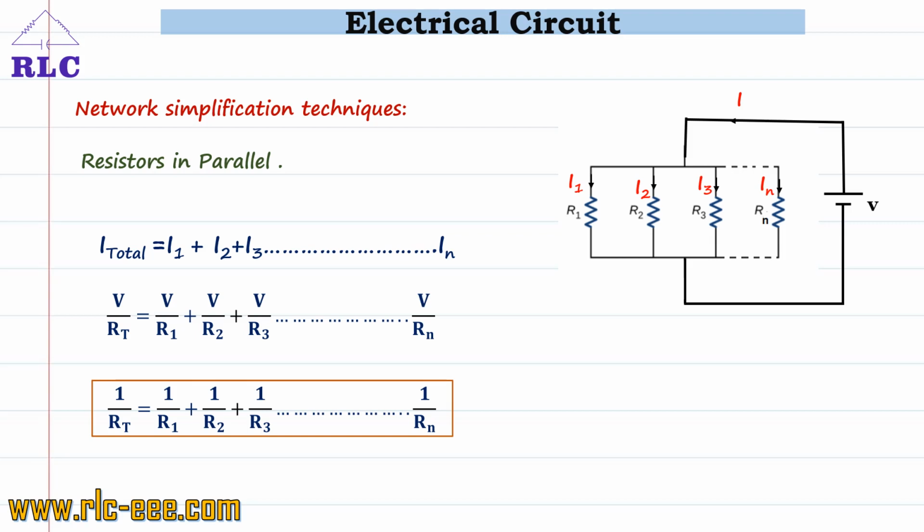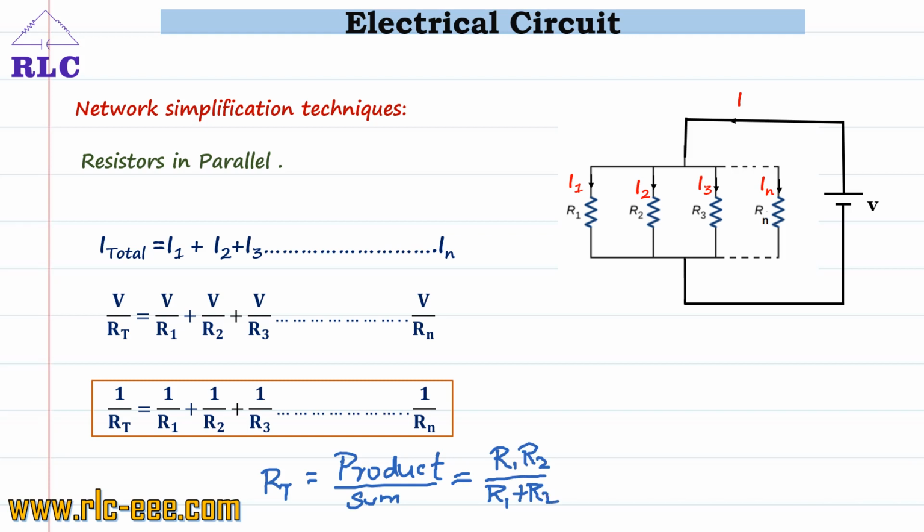For easier calculation, we have a shortcut. If you have two resistors connected in parallel, then you can write R total is equal to product divided by sum. If you have two resistances R1 and R2, product means multiplication, so R1 R2, and sum means addition, that is R1 plus R2.